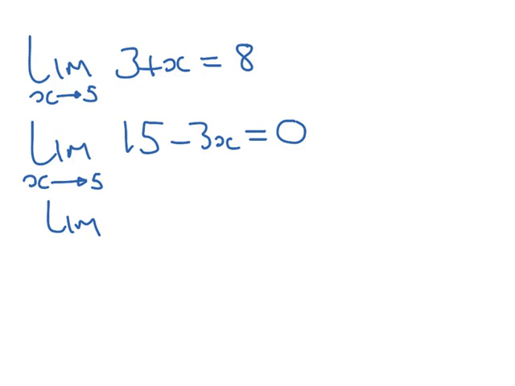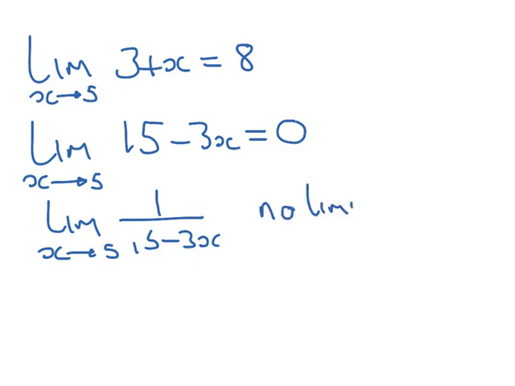So we've got the limit as x tends to 5 again, but this time we've got 1 over 15 minus 3x, and this time if x was to get to the value 5, we've got 15 minus 3 fives again, which is 0, and that gives us 1 divided by 0, which is not defined. So here we'd say we have no limit.